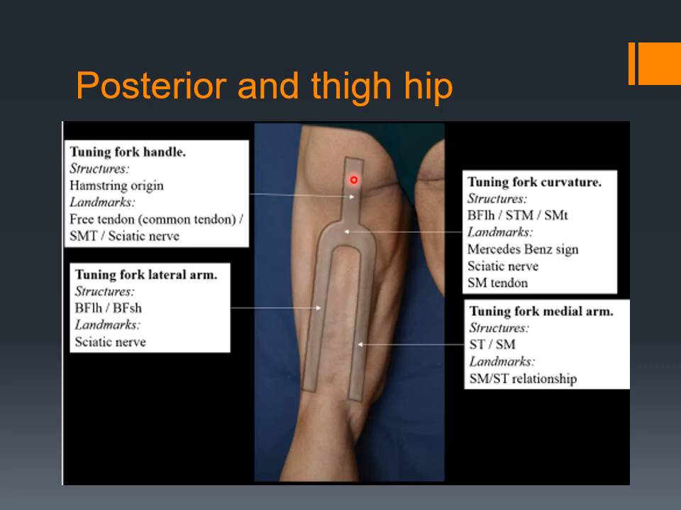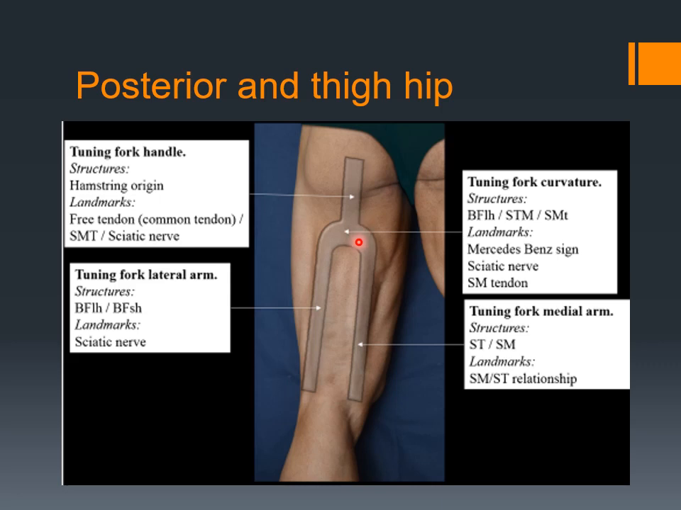Then starting from the handle of the tuning fork, we see the hamstring origin, which is the common tendon formed by the two muscles, which are the biceps femoris muscle and the semitendinosus muscle. We can also see the semimembranosus tendon and the sciatic nerve. Then if we move downwards towards the curvature of the tuning fork, at this level, we will see the Mercedes-Benz sign of the sciatic nerve, as well as the semimembranosus tendon.